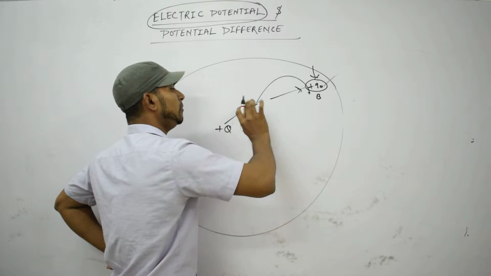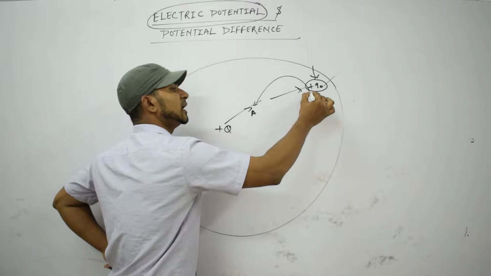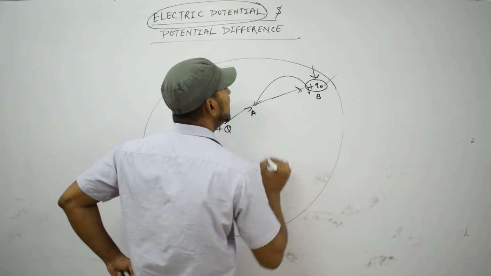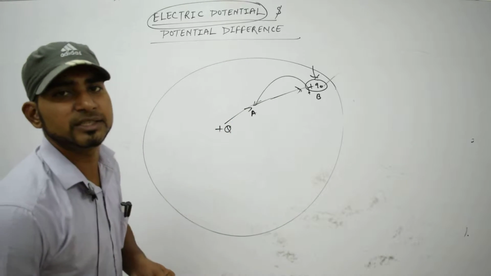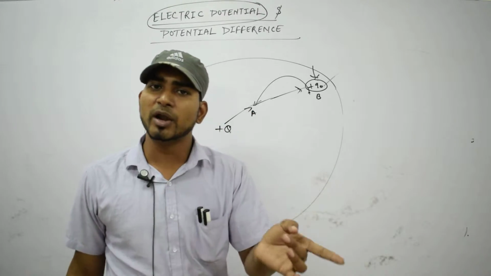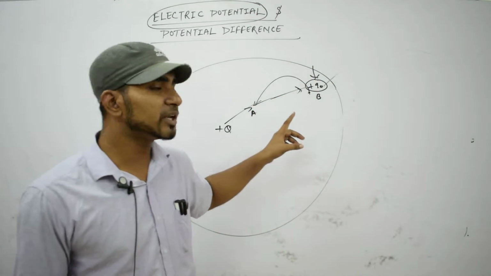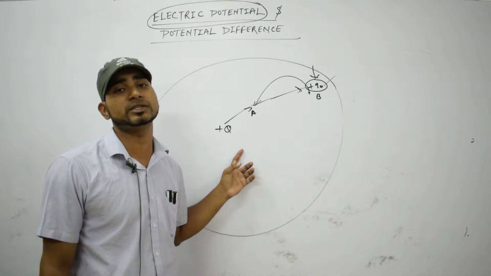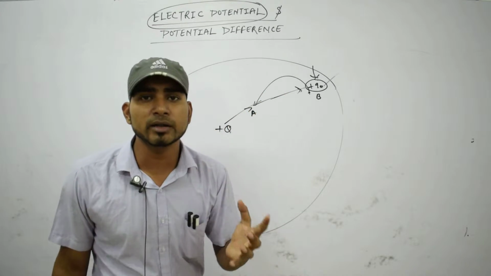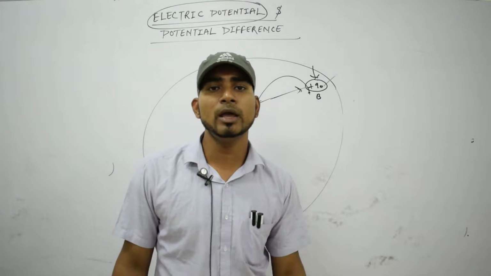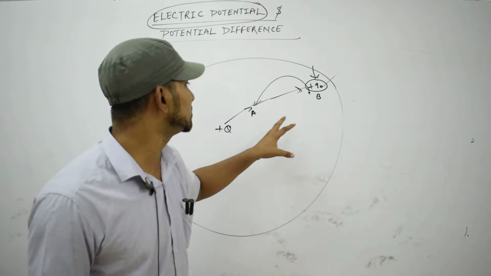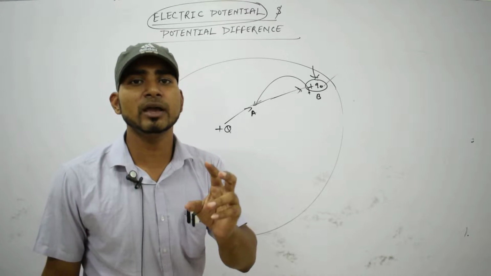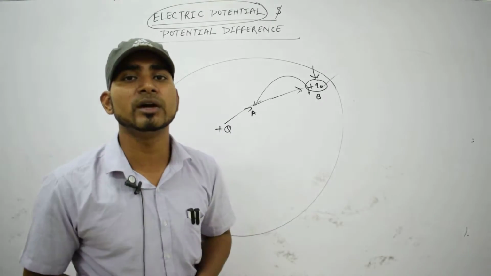The direction of the field is from A to B, but we have to move the charge in the opposite direction of the field. So inside the field, if the test charge is displaced from one point to another against the direction of the electric field, the field due to the source charge, whatever work has to be done is called electric potential difference, because both points are situated inside the field. That's why we get the potential in terms of a difference.